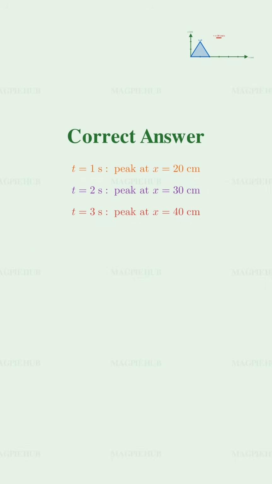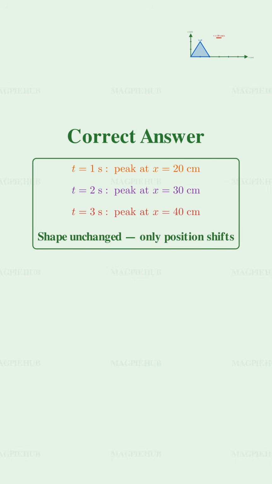The correct answer: at t equals 1 second, the peak is at x equals 20 centimeters. At t equals 2 seconds, the peak is at x equals 30 centimeters. At t equals 3 seconds, the peak is at x equals 40 centimeters. The shape remains a triangle throughout.